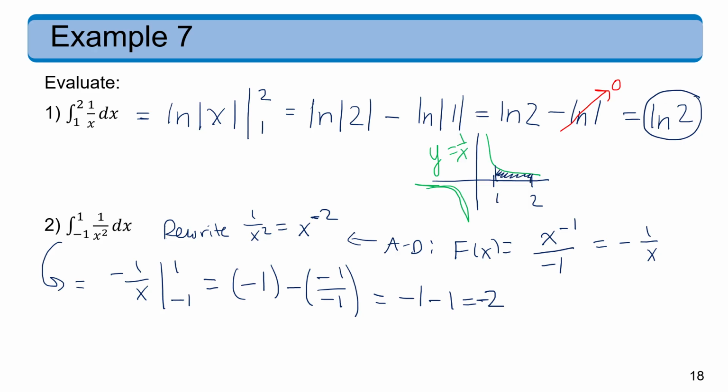Now let's think about this one in terms of areas. The graph of this function, y equals 1 over x squared, we've got one piece that's here and another piece here.